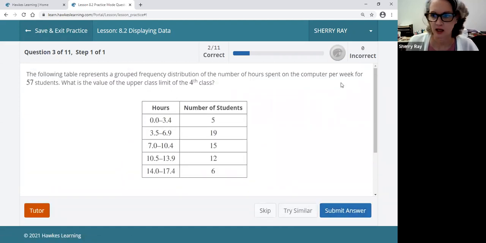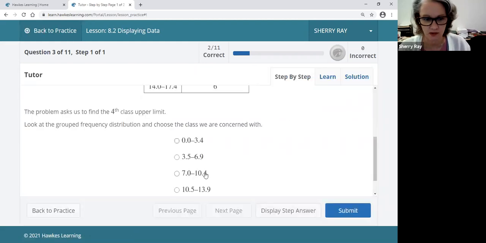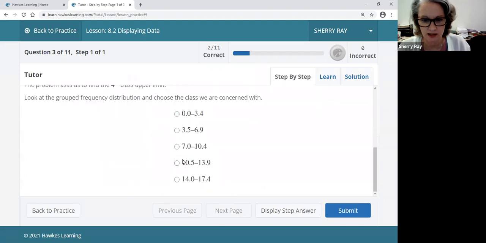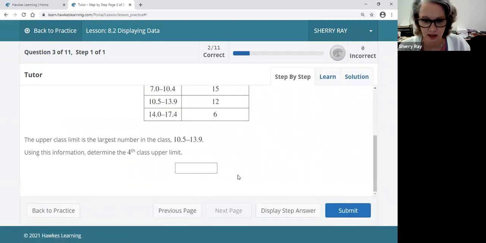On this one, it asks us for what is the value of the upper class limit of the 4th class. So let's go to tutor. Okay, so looks like the 4th class is the 10.5 through 13.9. That's our 4th class, so we're going to identify that. Now we're going to find the upper class limit. That would be 13.9.